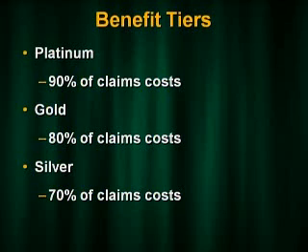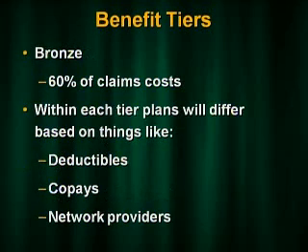What differs is how much you as a consumer pay out of pocket and how much the insurance company pays. If you were to choose a bronze plan, which would be the cheapest, you're going to find the insurance companies have to pay 60% of claims costs. And that's based on their actuarial expectations of how much claims are going to be. That means you're on the hook, as the consumer, for 40% of the claims.